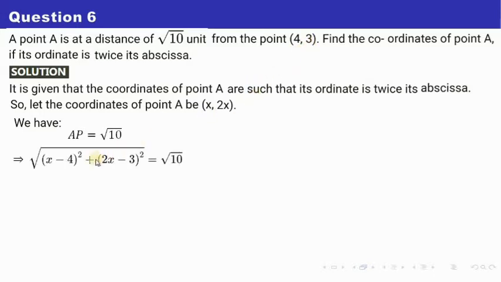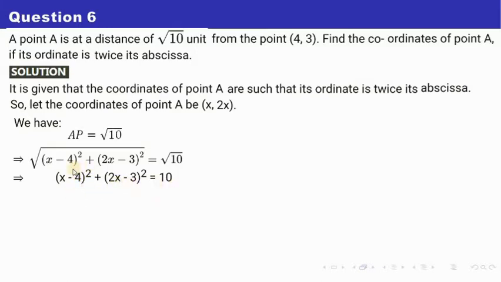So x2 minus x1 whole square, that is x minus 4 whole square, plus y2 minus y1, that is 2x minus 3 whole square. And we have got a square root sign here. In order to remove the square root sign, you will square both sides. After squaring, this square root vanishes and here also the square root vanishes. So after this you will get this much.